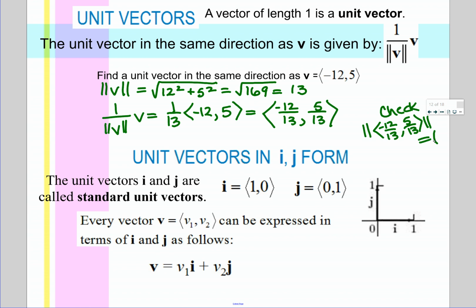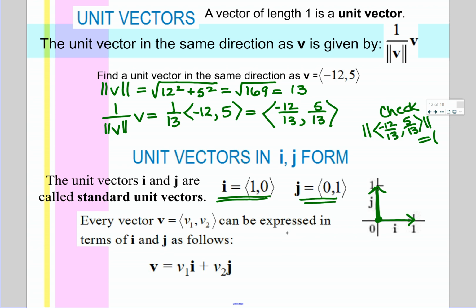Okay. At the bottom, IJ form, sometimes called linear combination form, is another way to write vectors. Vector I is a position vector, you can see it in the picture here, that just goes 1 unit to the right. And vector J is a unit vector that goes 1 unit up. So we have a horizontal component and a vertical component. I can put a bunch of those together to get new vectors.